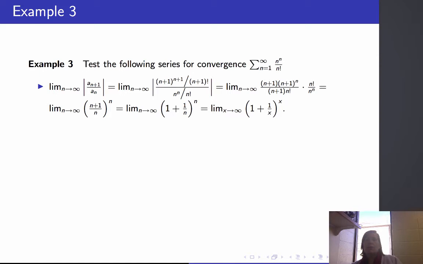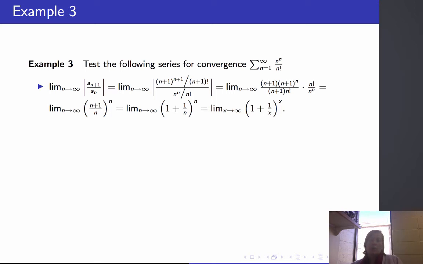So we're looking at the limit as n goes to infinity of (n plus 1) to the n over n to the n, or (n plus 1 over n) to the n. And this is the limit as n goes to infinity of (1 plus 1 over n) to the n. And you might know already from part of our lectures that this is a very special limit and it's equal to e, but if you don't remember that, you can always figure it out using L'Hopital's rule.